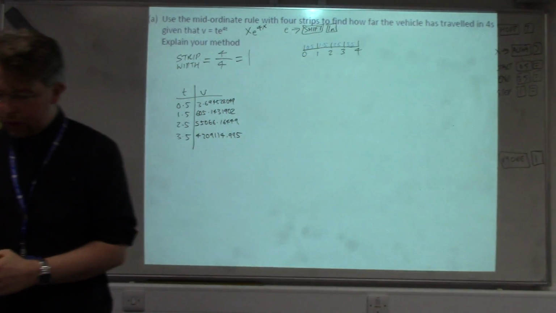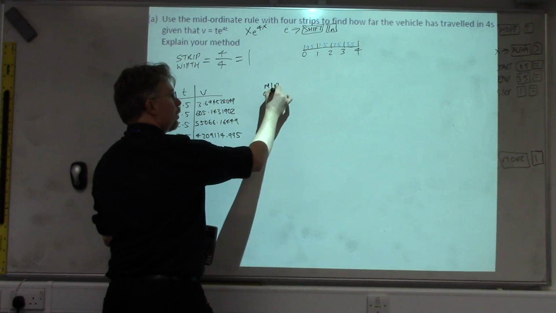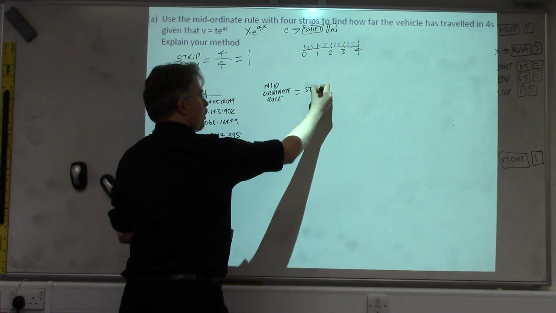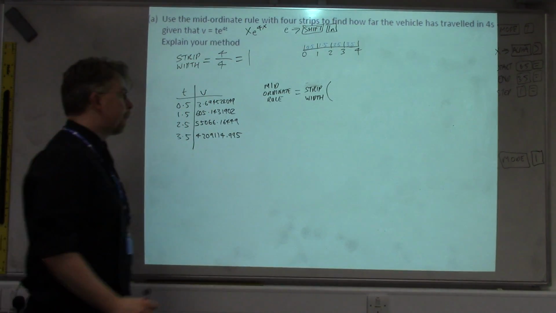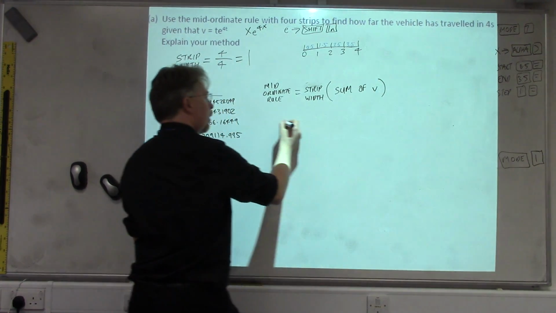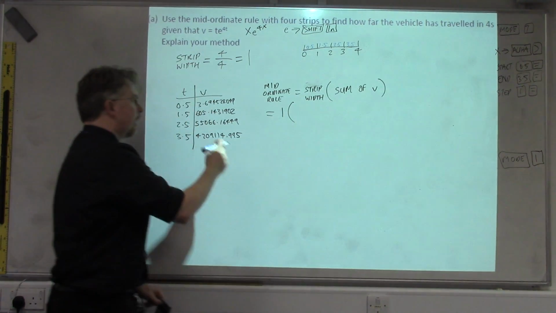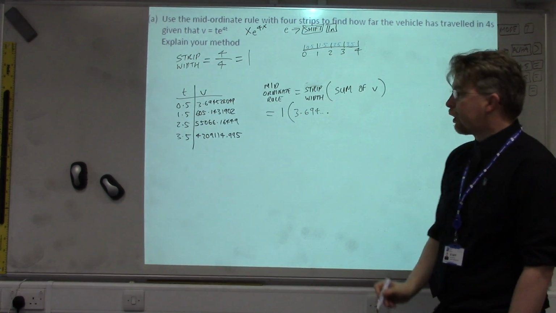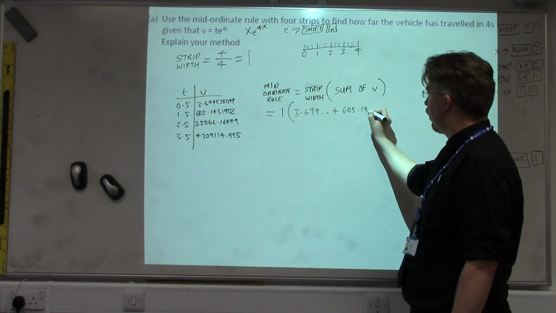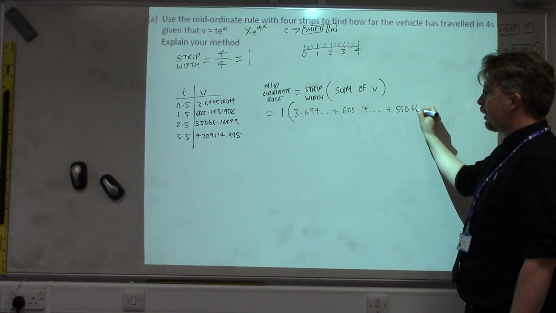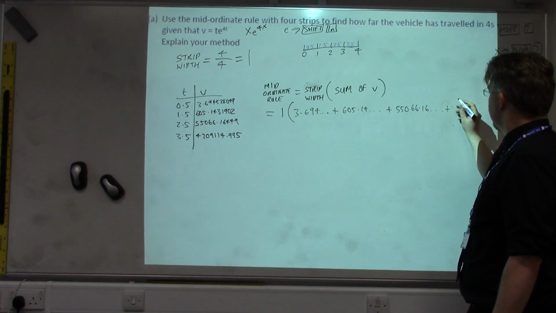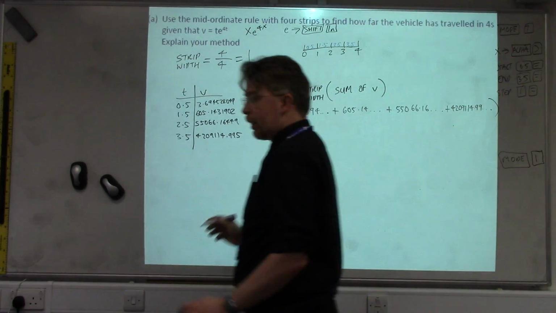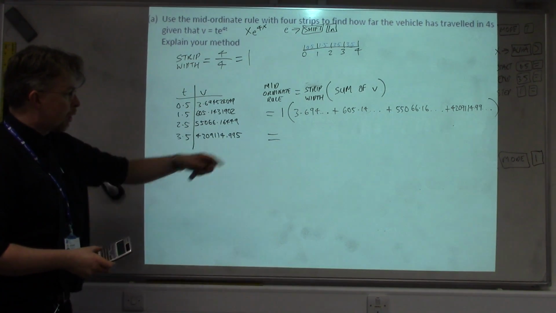Mode 1 to go back to normal calculation mode, and then the formula: mid-ordinate rule equals the strip width times the sum of the V. So the strip width is equal to 1. Open brackets, we add up all those V values. I might not want to rewrite them all again, so it's enough to recognise the numbers: 3.69 plus 605.14 plus 55066.16 plus 4209114.9.